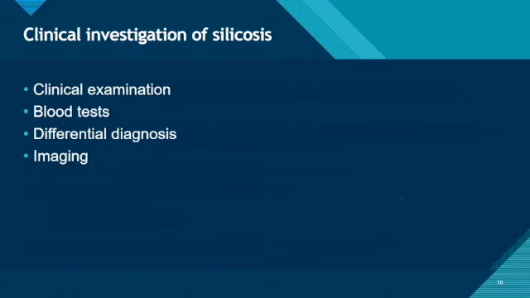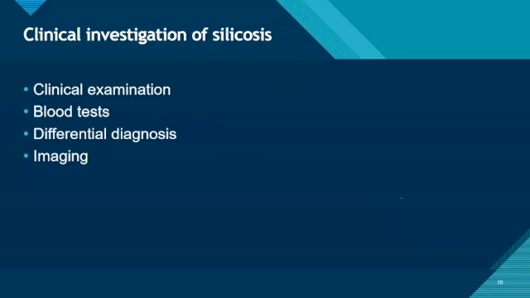So how do we go about investigating silicosis? On clinical examination, there are relatively few clinical signs, and you're mainly looking to exclude other causes. You may not necessarily see clubbing, and you may not see peripheral lymphadenopathy. Blood tests: there's no specific blood test for silicosis, but you can do blood tests to exclude other causes.